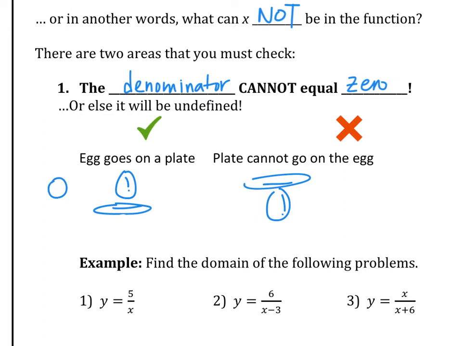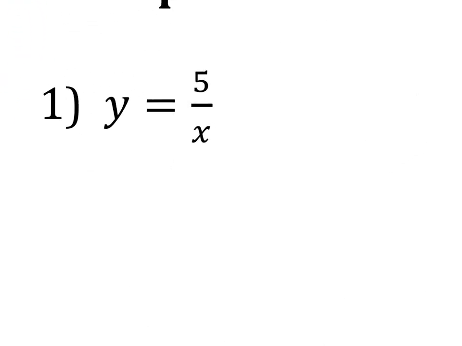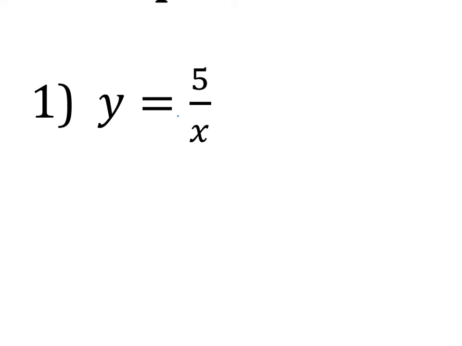Okay. So you can have a 0 on top: you can have 0 divided by 2, but you can't have 2 divided by 0. Very important. Cannot divide by 0, ever. So when we check, we are just asking ourselves, what can x not be? Because the denominator can't be 0. So for number 1, whatever is in the denominator cannot be 0. So we just make the whole denominator not equal to 0, and so x is not 0.